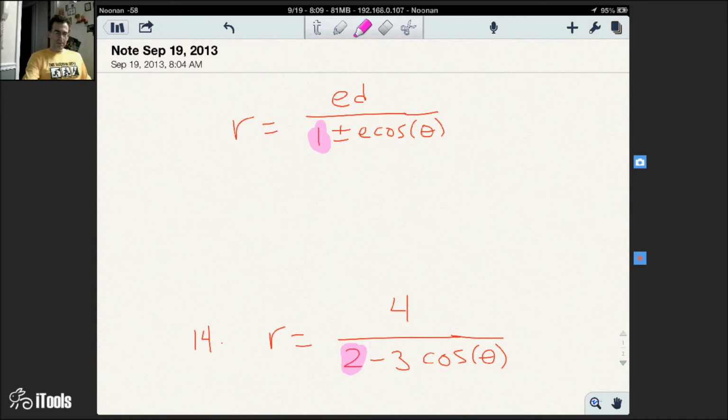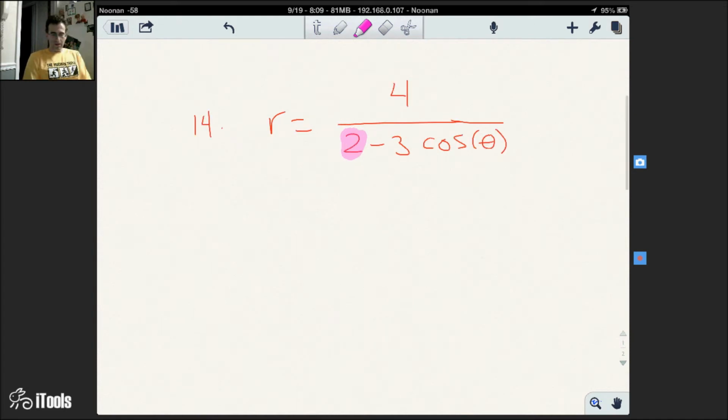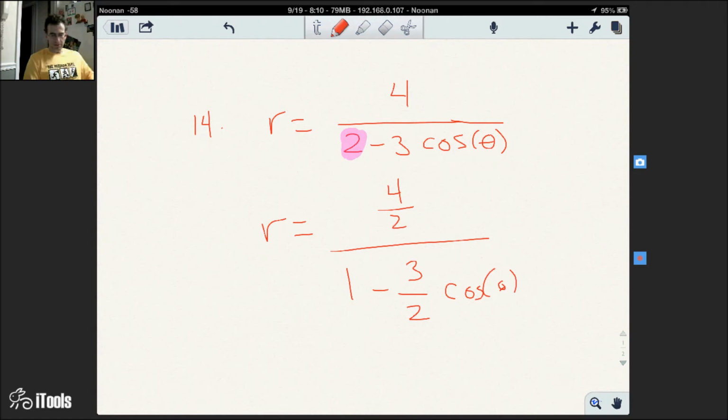So the way we're going to do this is you're just going to divide by 2. So we move this up and divide everything by 2. So the new equation is 4 divided by 2 on top, and then that 2 becomes a 1 because 2 divided by 2 is 1. And then you have 3 divided by 2 times cosine of theta. Oops, sorry, my theta looks kind of funny. I'm writing with this stylus, doing my best.